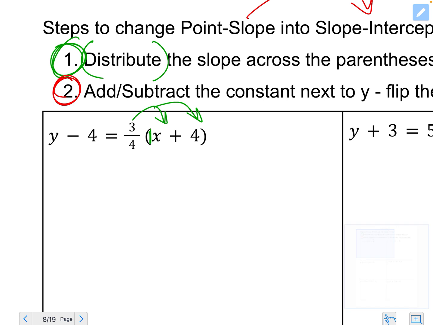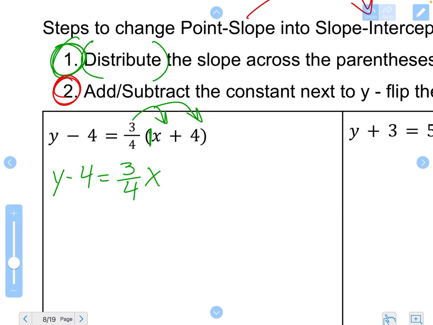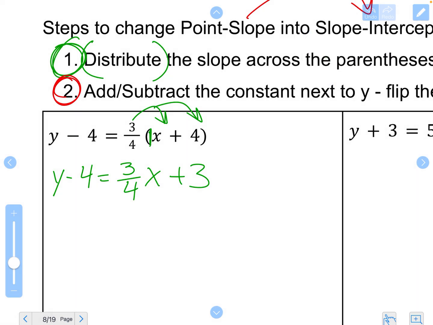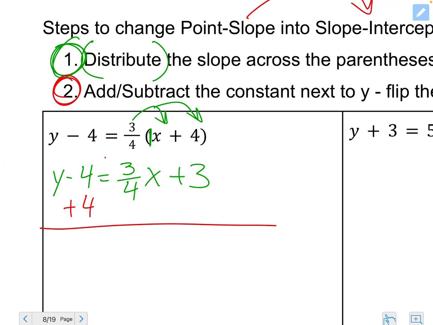The thing we need to remember is that our number in front of x is that invisible 1. So I'm going to rewrite the first half of my equation. 3/4 times 1 is simply 3/4, and I'm going to write down the x. And here is where you can use your calculator to check your fractions. 3/4 times 4 is 3. Again, I can do this in my head, but if you're not sure how to do your fractions, use that calculator and check. Our last step is we need to add or subtract the number next to y.